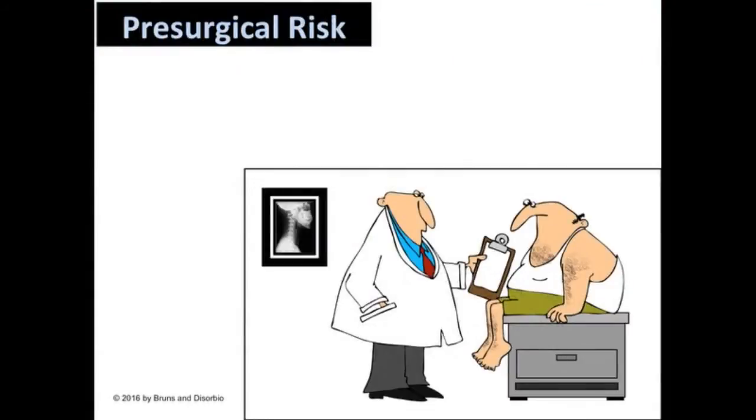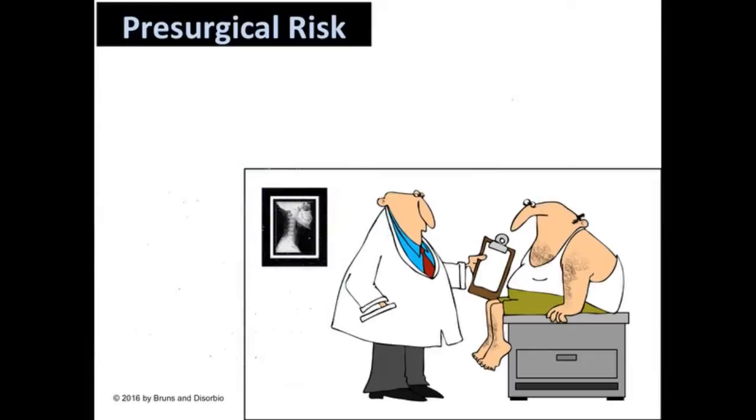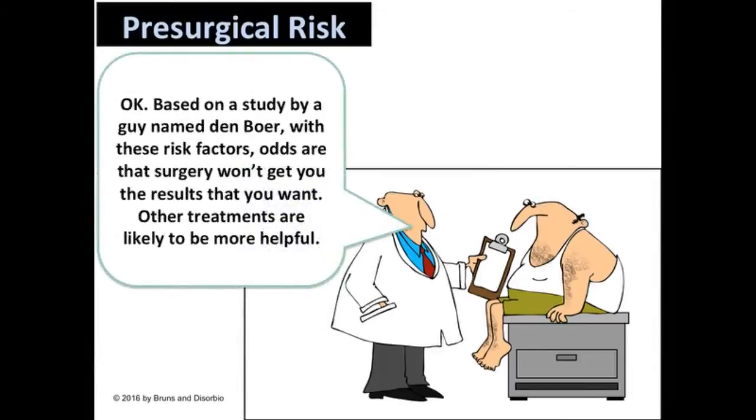So, Bob and Dr. Cutter are talking, and Dr. Cutter says, okay, the psych eval says you have extreme pain for 6 years, severe stress symptoms, depression, anxiety, have difficulty coping, and you feel totally disabled. Bob says, yep. And Dr. Cutter says, okay, based on a study done by a guy named Den-Boer, with these risk factors, odds are that surgery won't get you the results you want. Other treatments are more likely to be helpful for you.